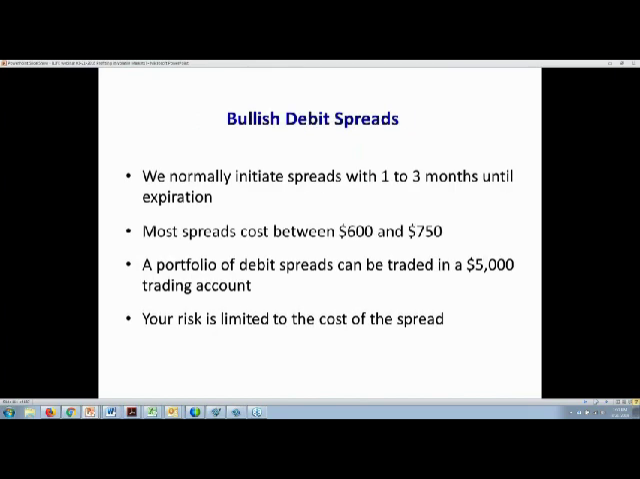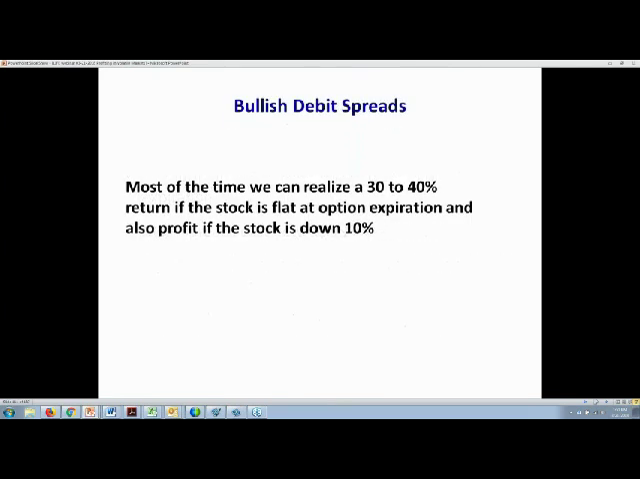And we normally initiate spreads that are 1 to 3 months out until expiration, and most of the spreads cost between $600 and $750. So you can trade a portfolio of these debit spreads in a $5,000 trading account. And again, your risk is limited to the cost of the spread.